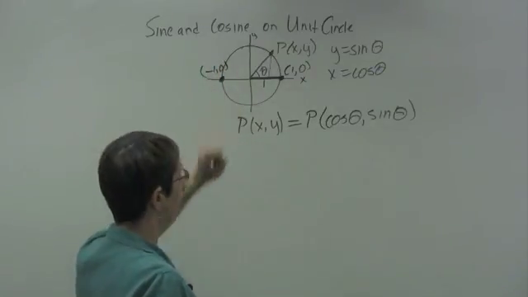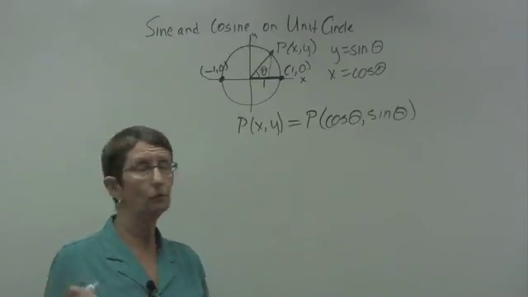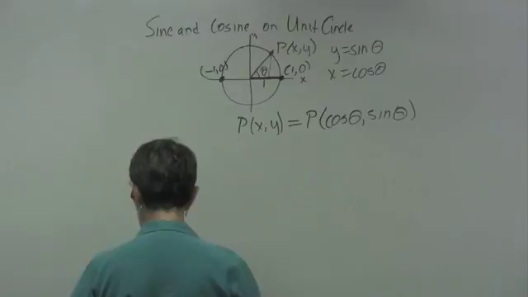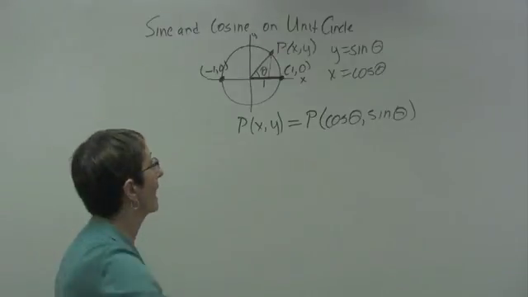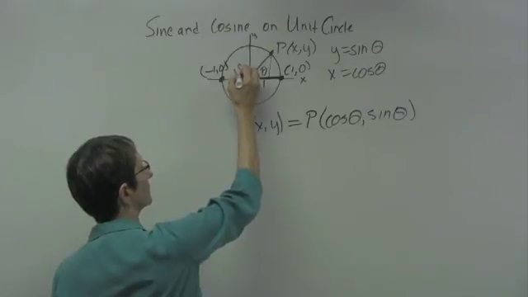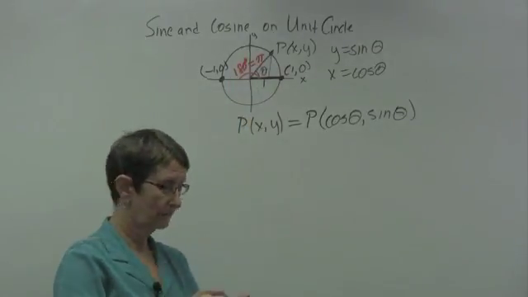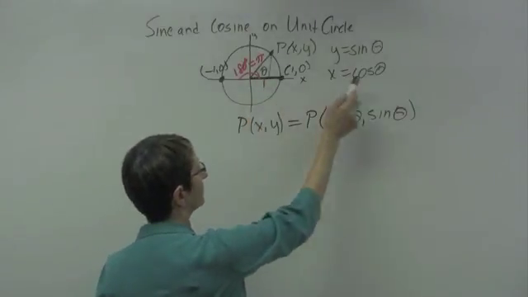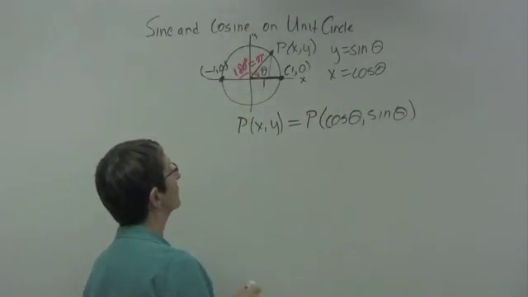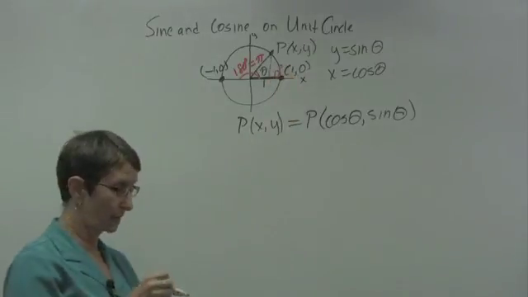Now, if it's -1, 0, what's the sine and what's the cosine of the angle over there? And what is that angle? That angle would be 180 degrees, or pi. Okay. This angle at this point 1, 0 would be 0 degrees, or just 0 radians.